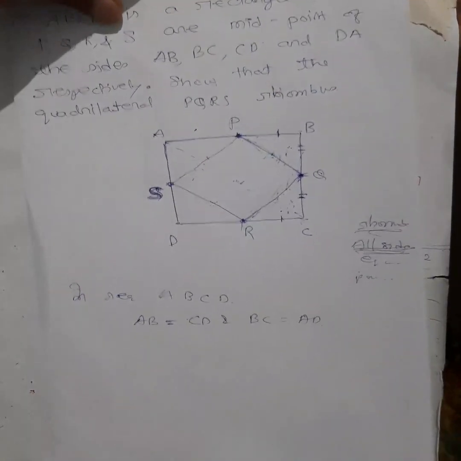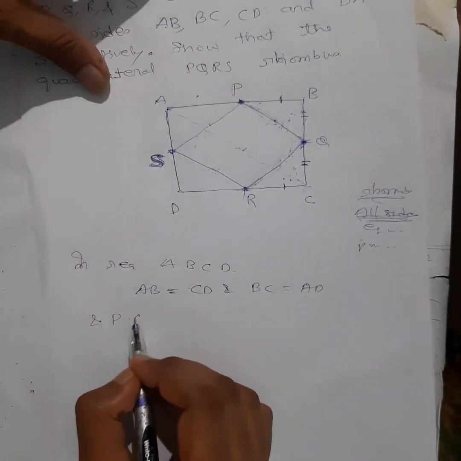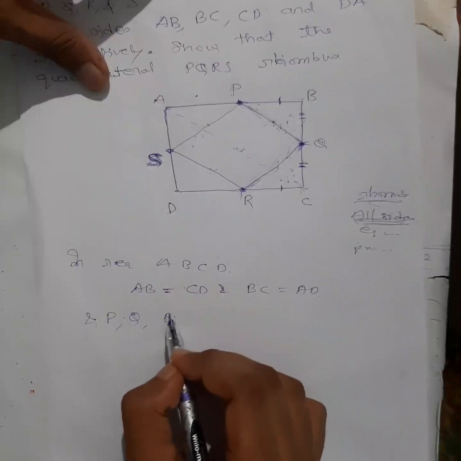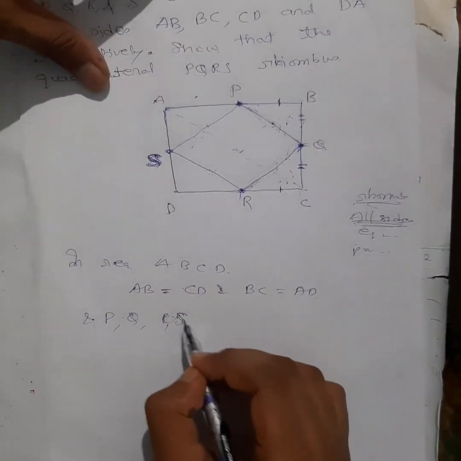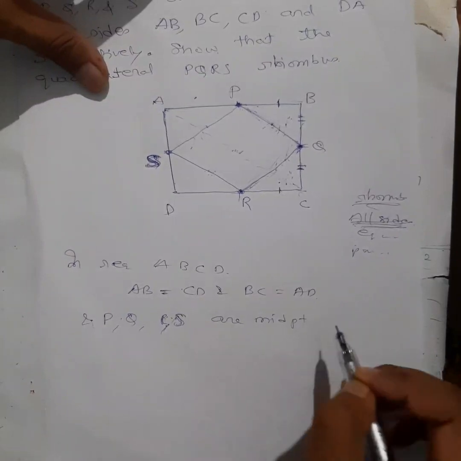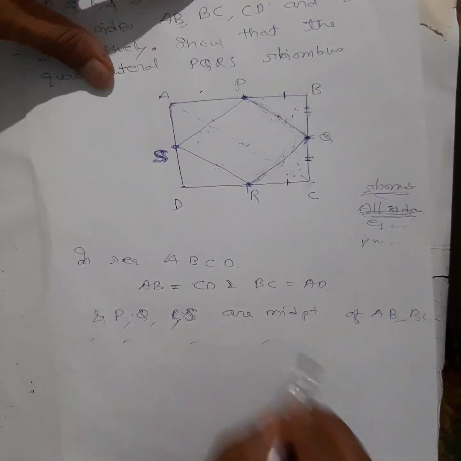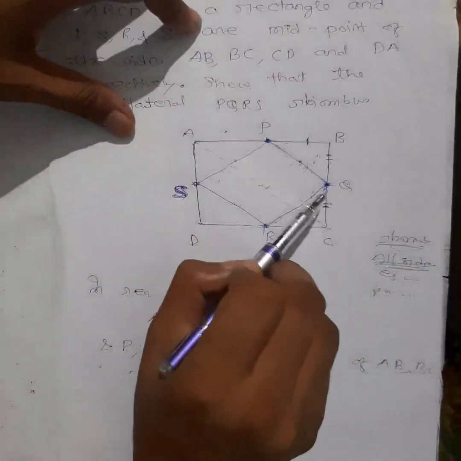This is the definition of rectangle, right? PQRS, capital letters, are midpoints of ABCD: AB, BC, CD. According to the question, you write down. Okay, these are the given information I have written. Now I will show PQRS parallel.